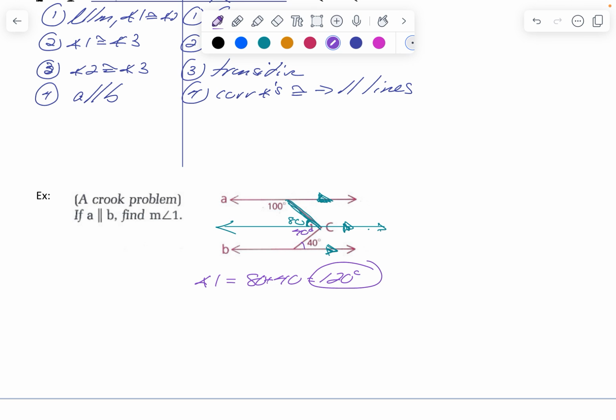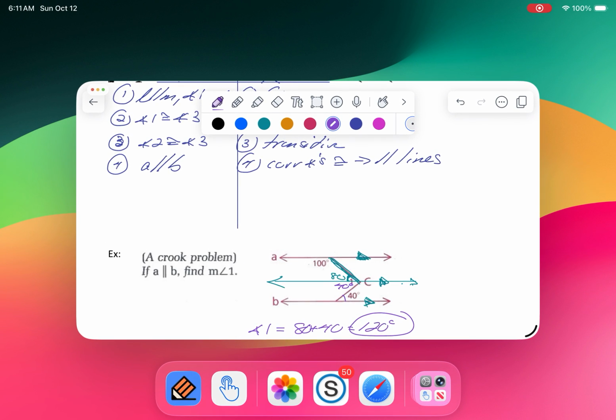And today we're just going to have some proofs to practice, but tomorrow there's going to be a worksheet where you'll get to practice more of these problems.